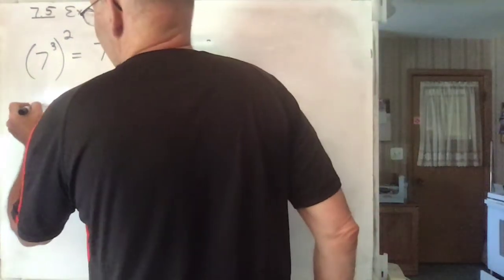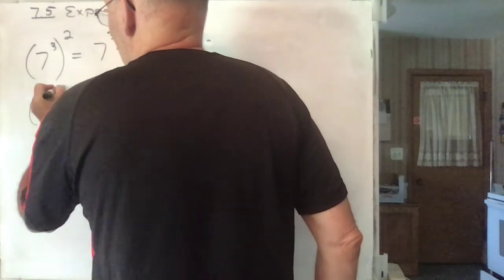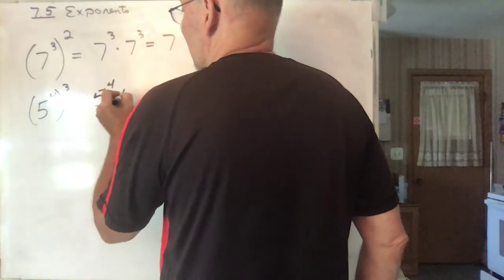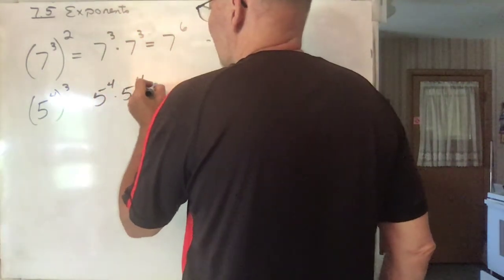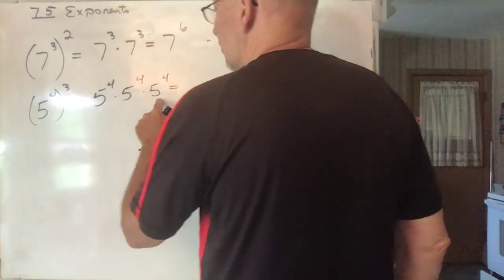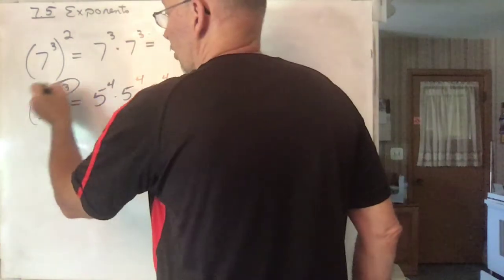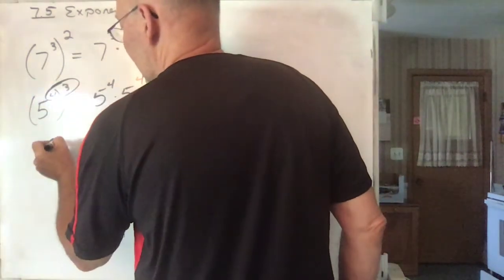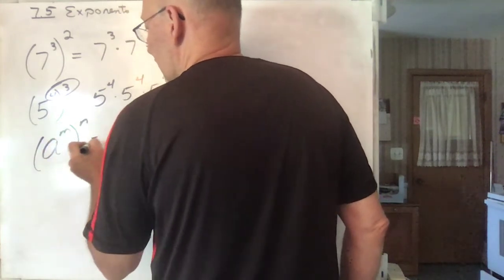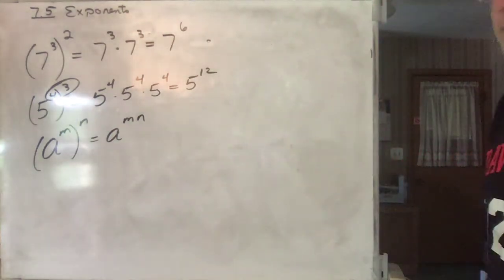Similarly, if I have 5 to the 4th, quantity cubed, what's that going to be? That's 5 to the 4th times 5 to the 4th times 5 to the 4th. And so I have 4, 8, 12 of them all together. 5 to the 12th. So notice all you do is you multiply that. A to the m all to the n power is equal to a to the mn. Just multiply it.